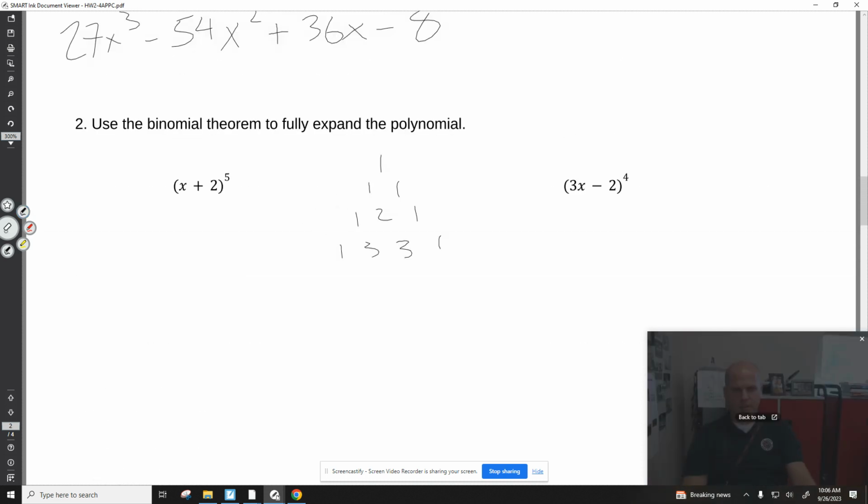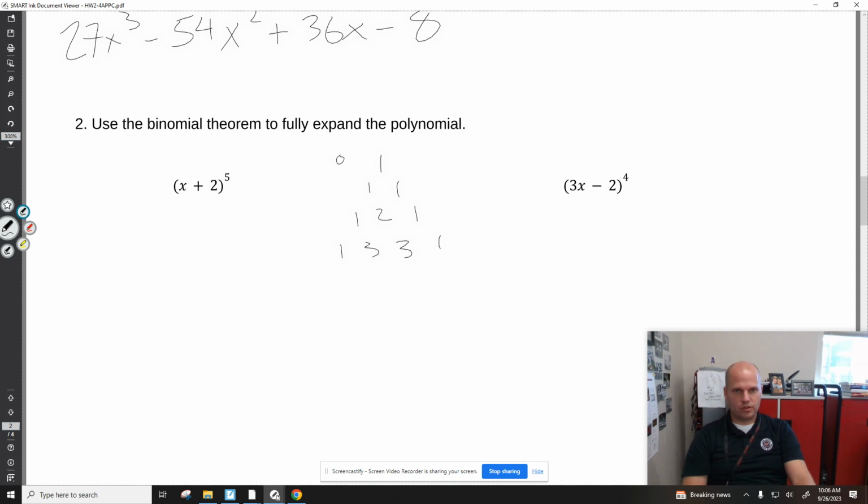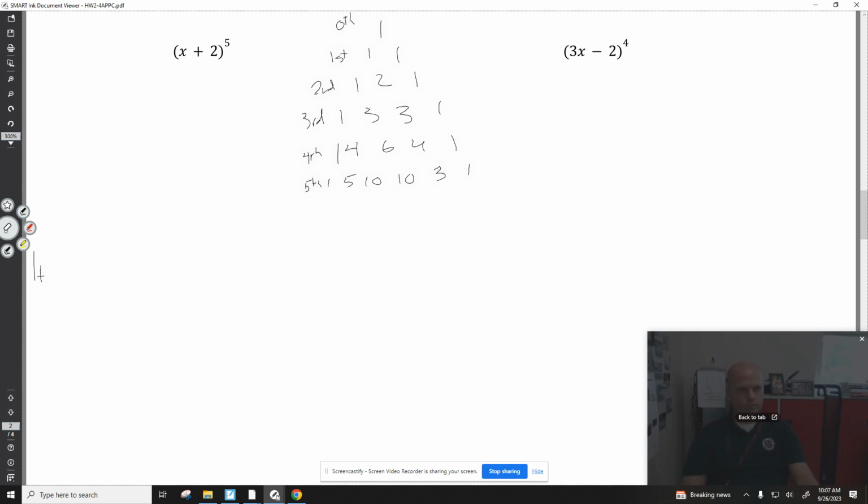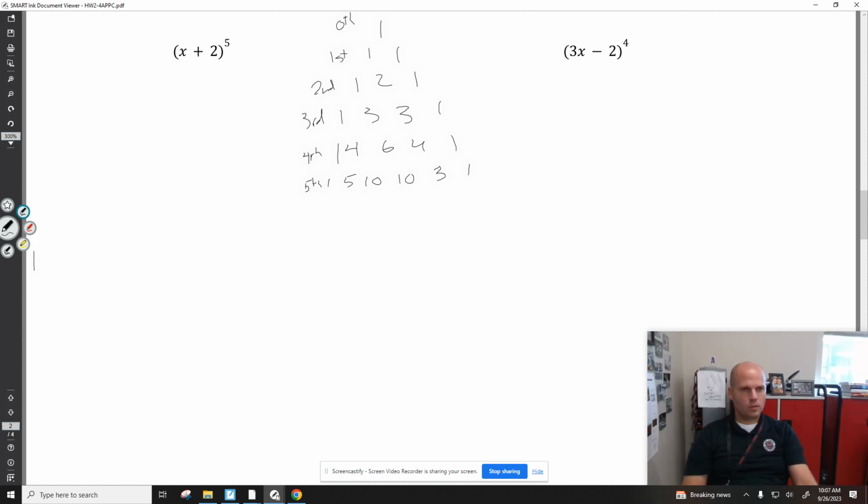Remember, a plus b to the 0 was just 1, so this is the 0th power. If this is the first power, a plus b to the first is 1 and 1. This is the cubed. Here's the fourth, and here is the fifth: 1, 5, 10, 10, 5, 1. Okay, ready? 1, 5, 10, 10, 5, 1.